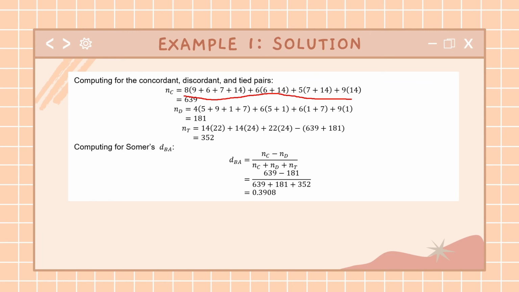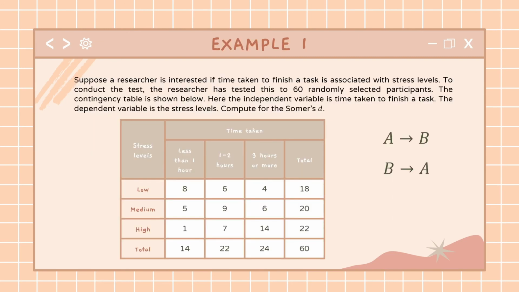Ito yung breakdown ng ating computations. As you can see, sum natin yung total entries na yon, and that gives us 639. And for the ND naman, yan yung parang opposite na naman. 4, at ito yung discordant sa kanya. 6, and ito yung discordant sa kanya. 8, wala tayong discordant pairs yan, so move tayo.